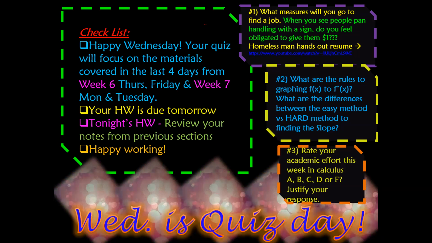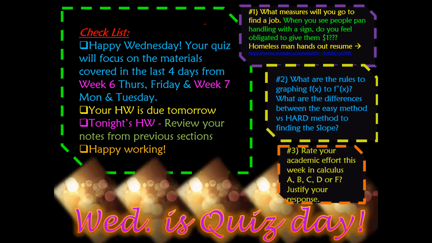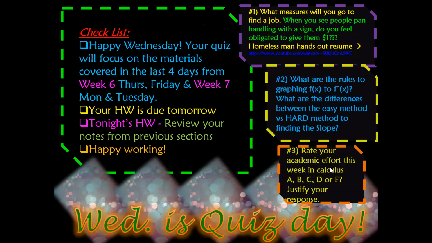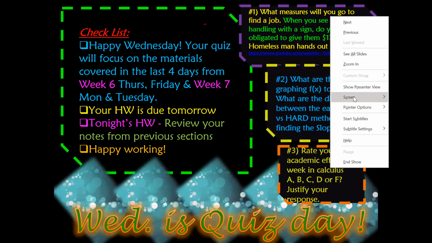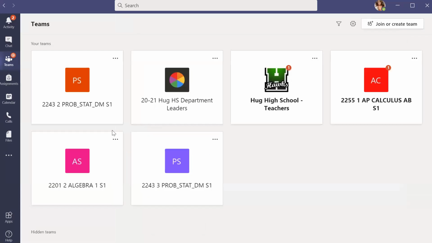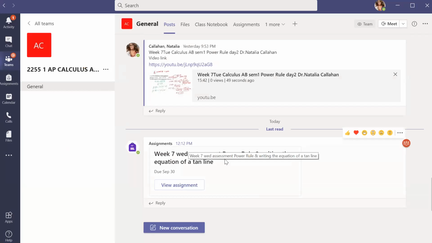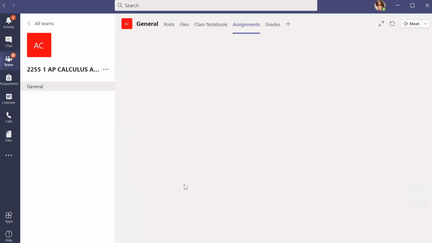Every Wednesday, we generally have an assessment day, whether you're on virtual learning or in person. Regardless, the assignment is going to be on MS Team and also in class. So if you just go to your MS Team and you go to your calculus class, you will see that it says week 7 Wednesday assessment, power rule and writing equation of a tangent line. And you just go ahead and click on that assignment.